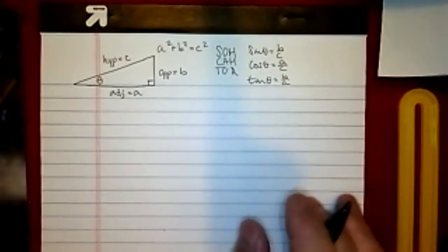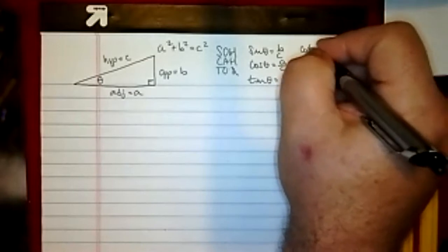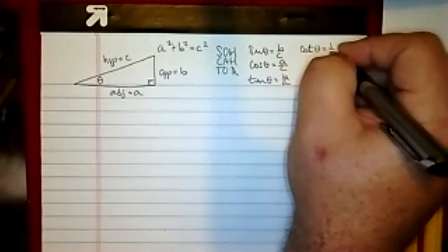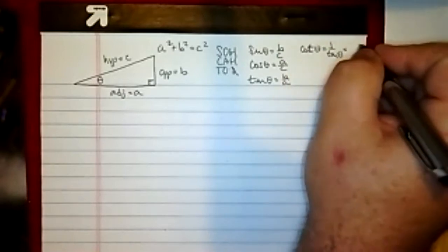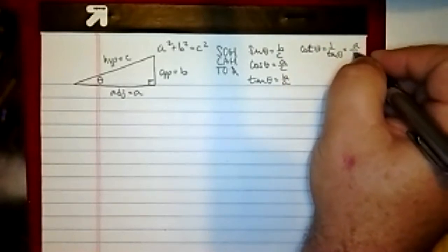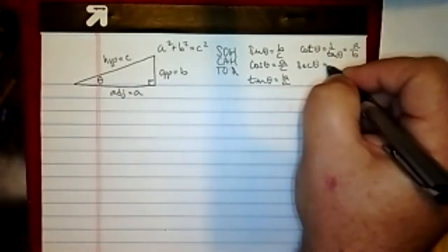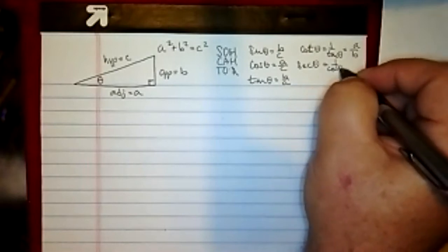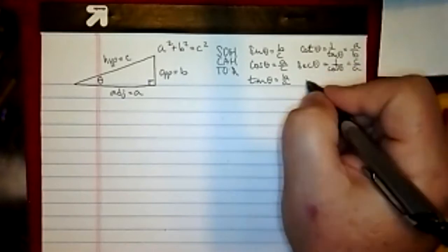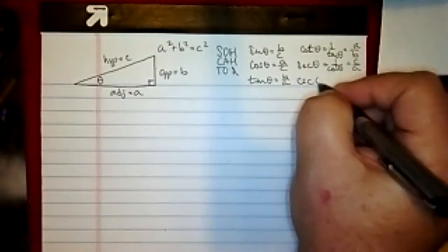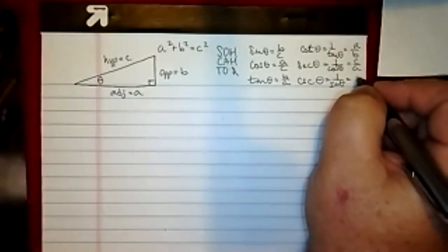I also told you that the trig function cotangent theta was equal to 1 over tangent theta. I told you, and of course that's equal to adjacent over opposite. I told you that secant theta is 1 over cosine theta, and that of course means it's C over A. And I told you that cosecant theta is equal to 1 over sine theta, and of course that's equal to C over B.